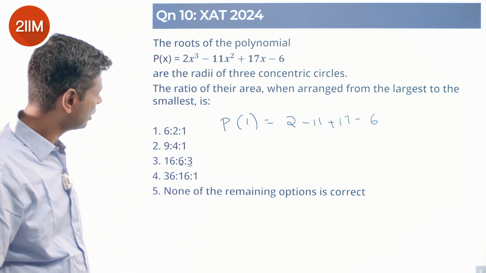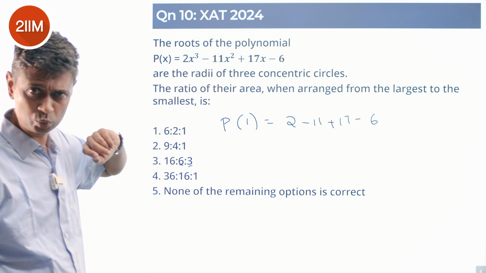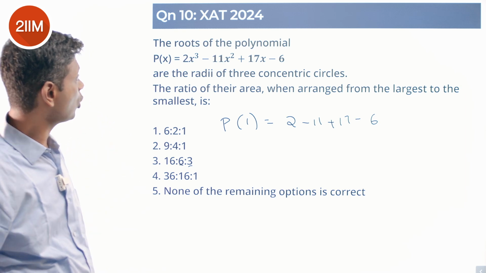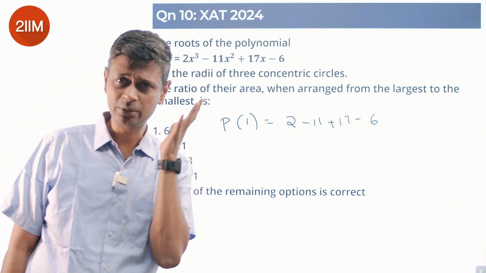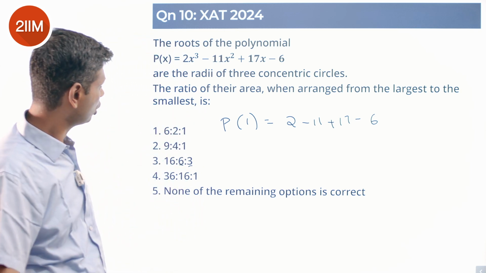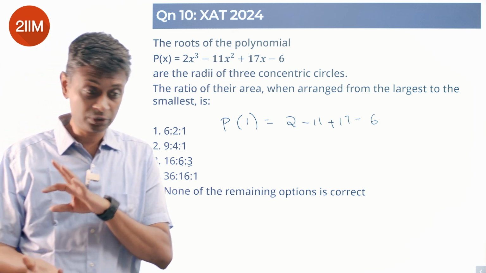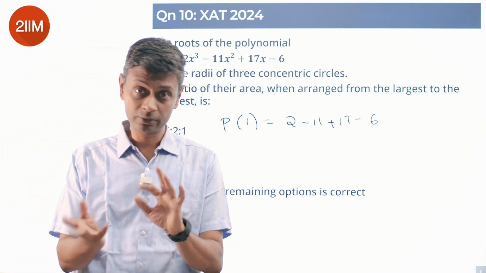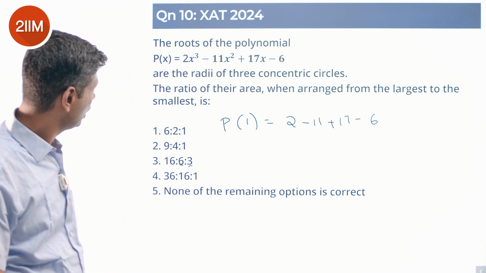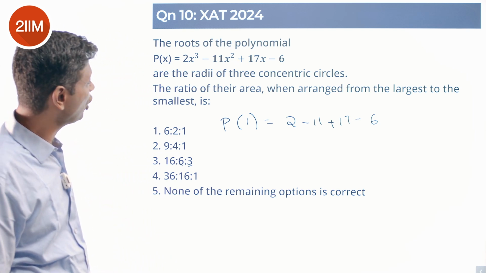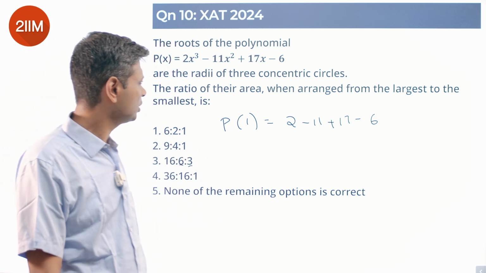And so sum of the roots is 11 by 2. Interesting. Product of the roots is 3. We're dealing with some small numbers. So product of the roots is 3. Maybe 3 is a root. Maybe some 2 features and with a 1 by 3 or a 1 by 2 somewhere there. And so 1 is not a root. Radii of 3 concentric circles. It looks like all 3 numbers should be positive, the radii. So I'm going to say 1 doesn't work.